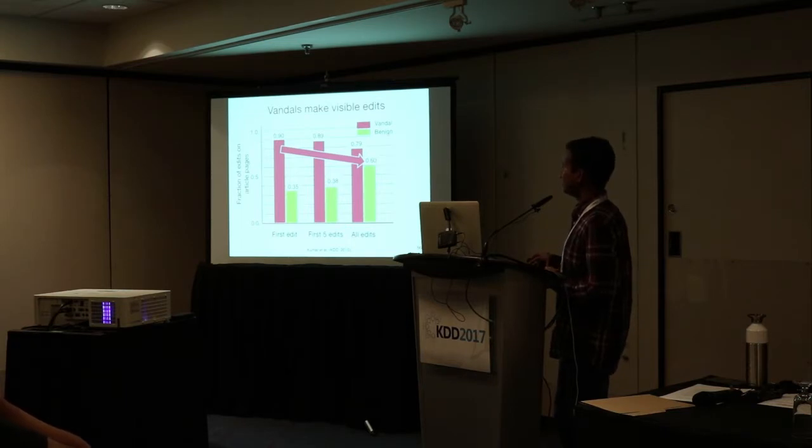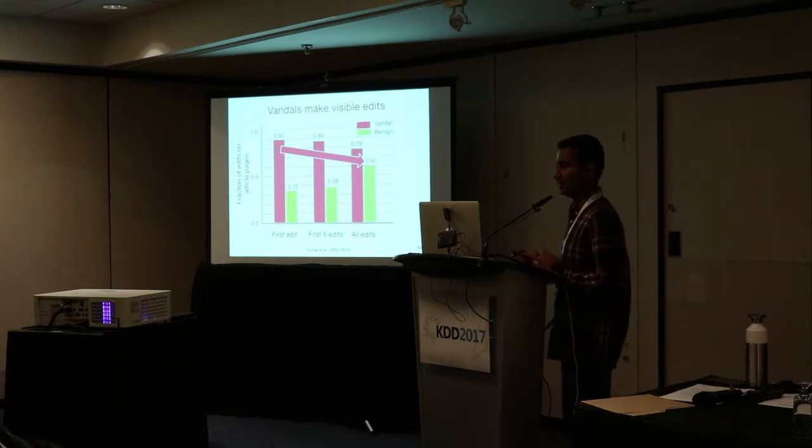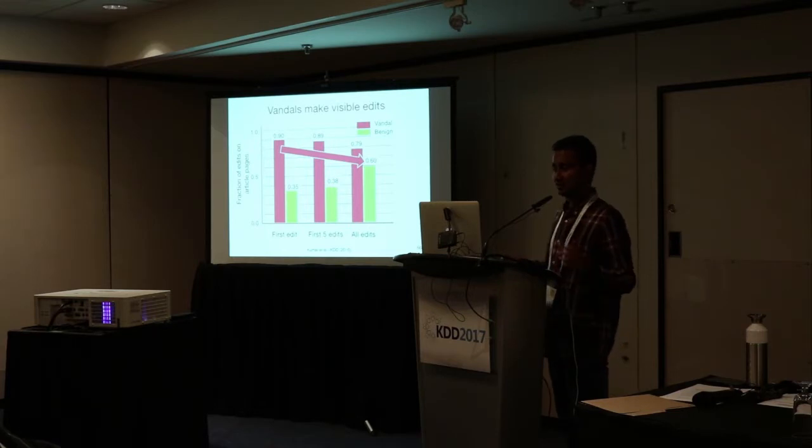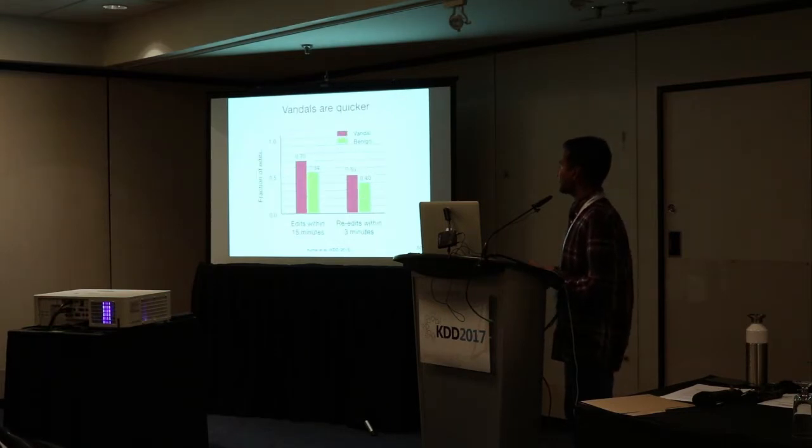In contrast to benign users, most vandals start by editing non-article pages. So only 35% of the first edits made by benign users are on article pages, and the remaining 65% are on discussion pages. And it increases a lot when you consider the entire lifetime of the user.